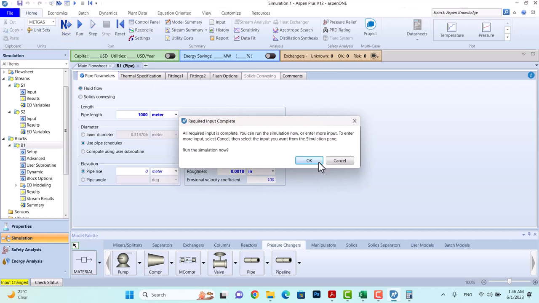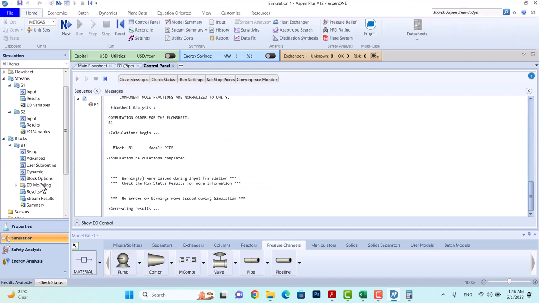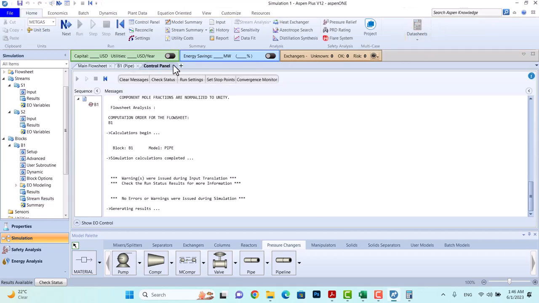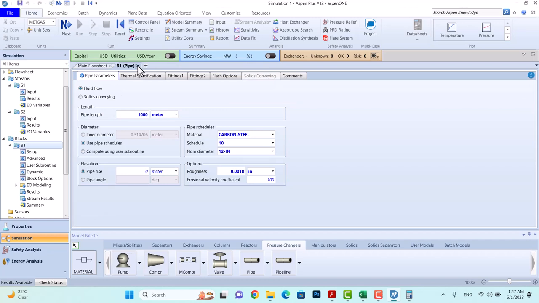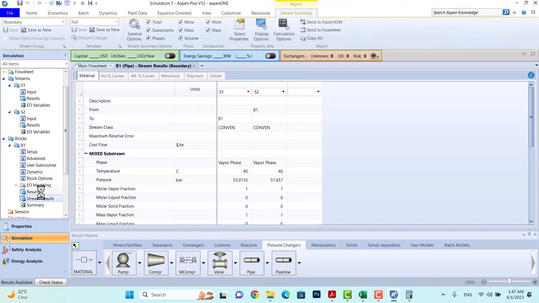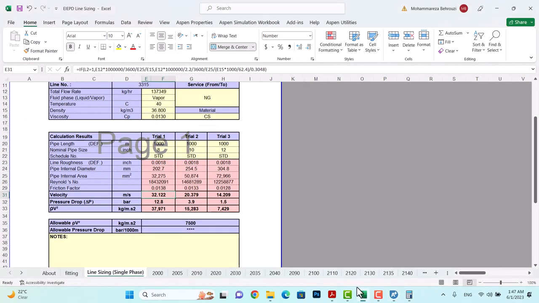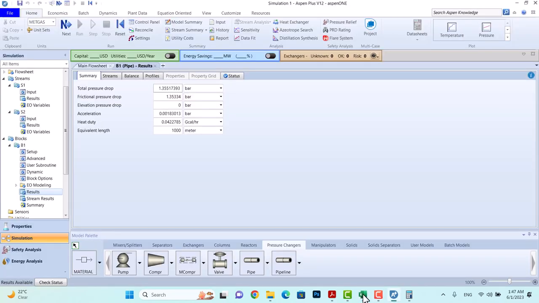Next, okay, no errors or warnings, the stream results. Results. Now, if you look at the total pressure drop, it is 1.35, and let's compare it with the calculation of the Excel sheet. It is 1.5. They are approximately in good match.